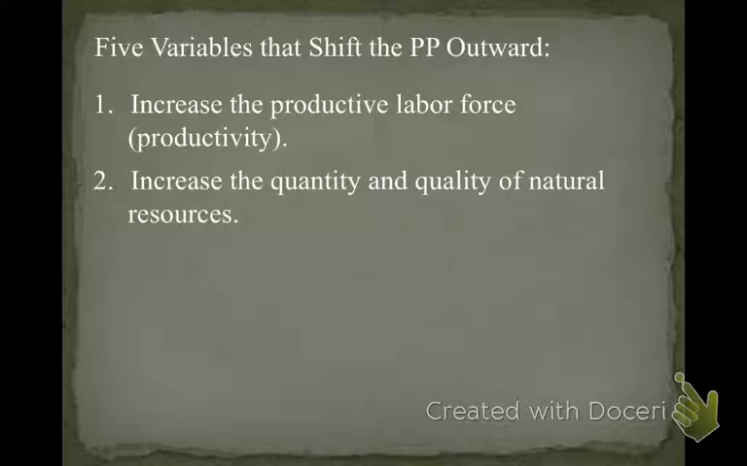Another thing you can do as a country to push the production possibility curve outward is increase the quantity and quality of natural resources.